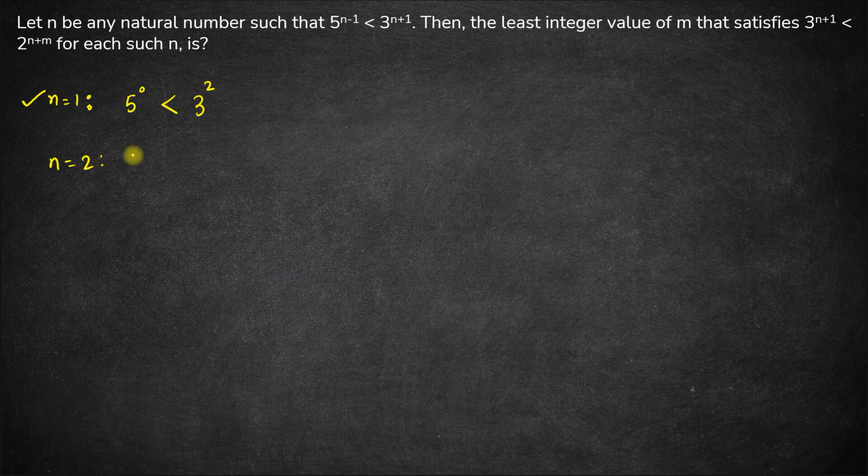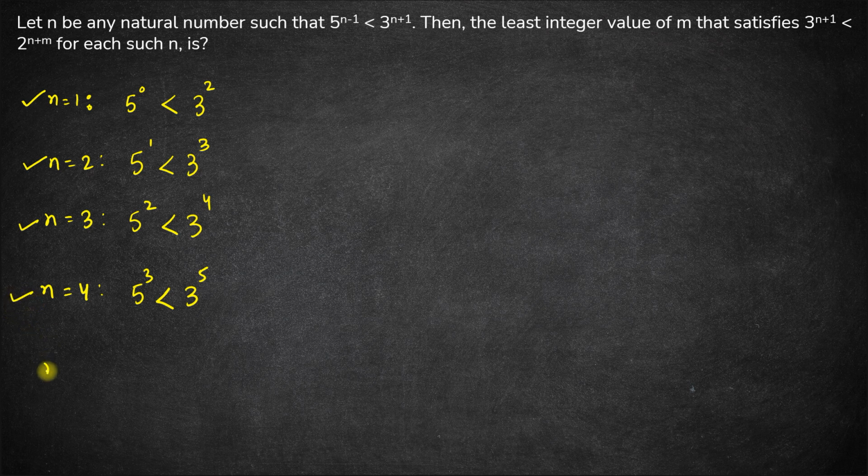What if n is 2? The left hand side becomes 5 to the power 1, the right hand side becomes 3 to the power 3. This is 27, which is definitely greater than 5. So this is also acceptable. What if we take n equals 3? This becomes 5 squared and this becomes 3 to the power 4. So this is 81 and this is 25. Still 3 to the power 4 is greater than 5 squared. This is acceptable. Then you take n equals 4, this becomes 5 cubed and this becomes 3 to the power 5. Now 5 cubed is 125 and 3 to the power 5 is 243. So this is still greater.